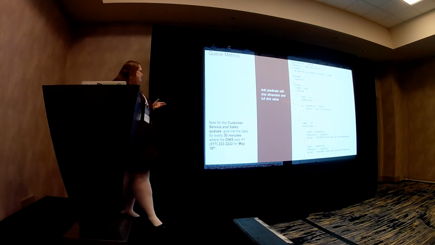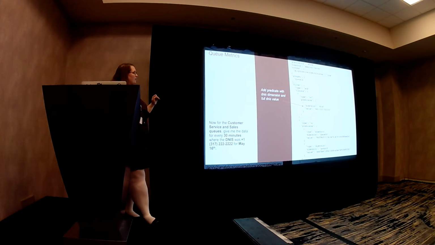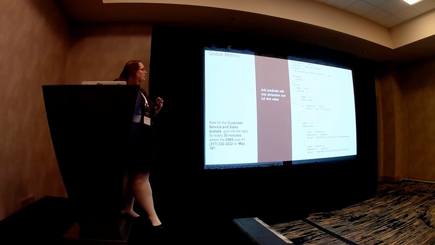We could also decide that for that time period, I want only data where the DNS was 317.222.2222. And so we can add in an additional filter for the DNS value. We could say I want only this one for this full format of DNS. And so only interactions that had this DNS and this QID will be returned.